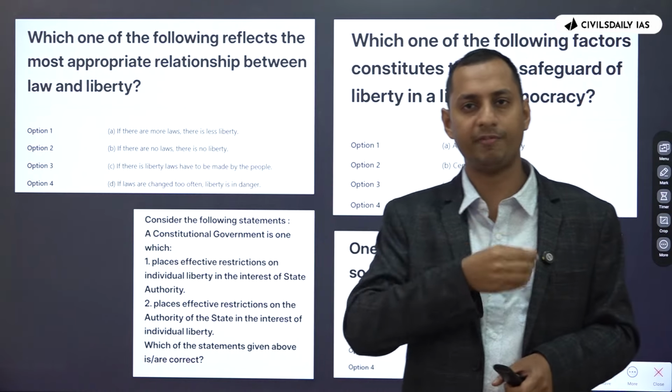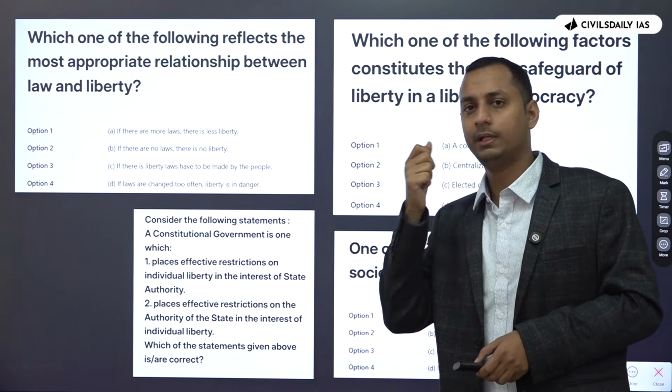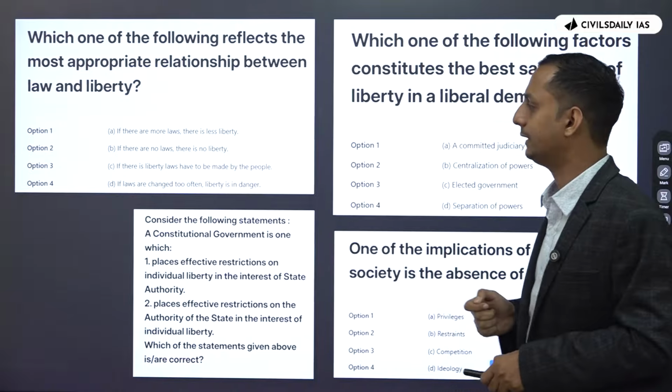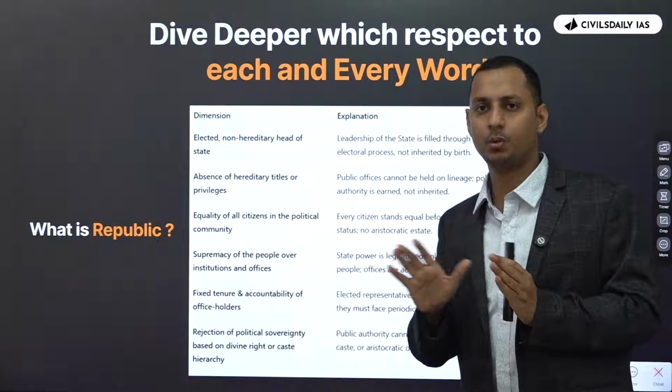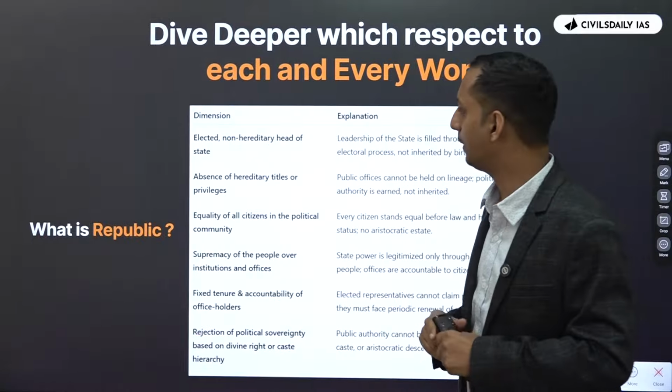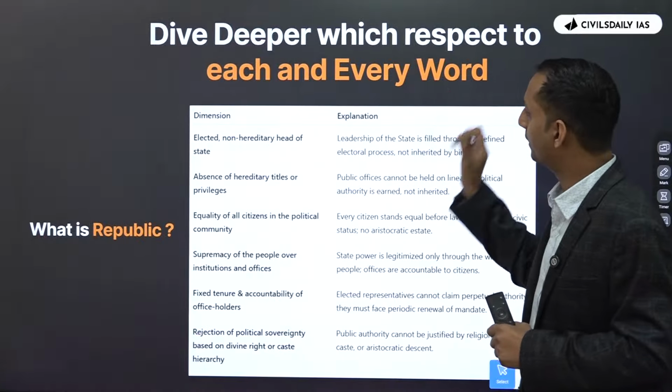So as I said before, you have to dive deeper with respect to each and every word in the preamble. So what do you need to do? You can just use any AI tools, for example, ChatGPT. Dive deeper with respect to each and every word.